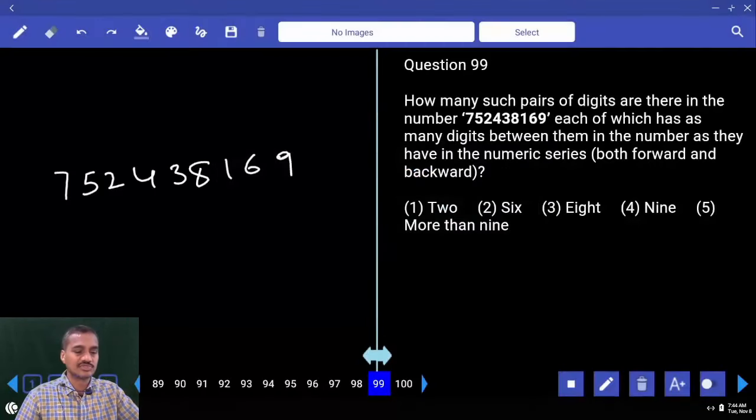Then coming to this one, 7, 8, 9, 5, 6, 7, 8, 9, 2, 3, 4, 5, 6, 7, 8, 4, 5, 6, 7, 8, 9.